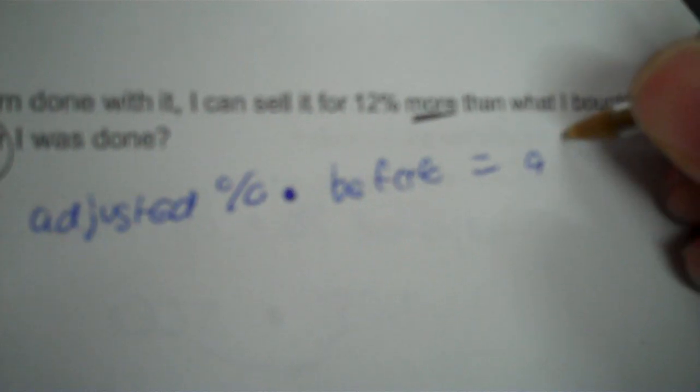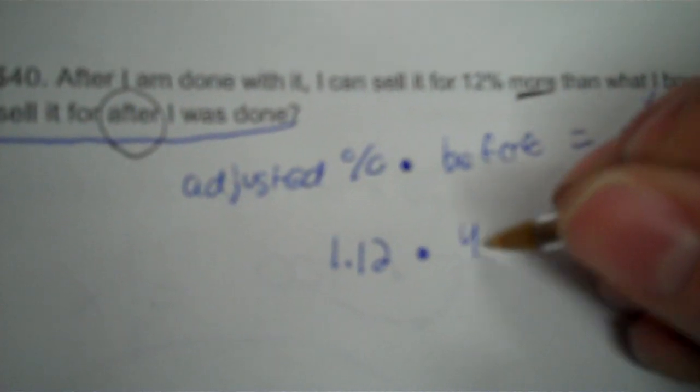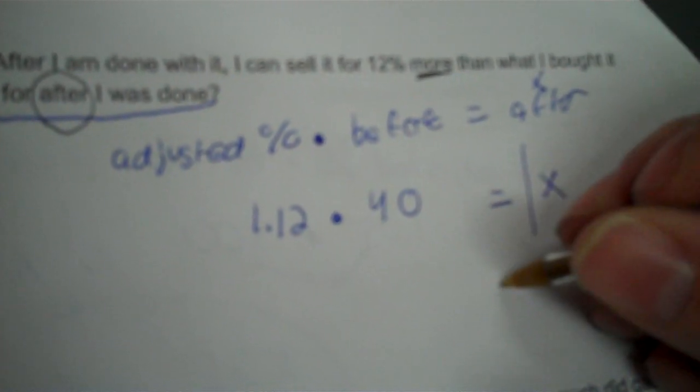Times before equals after. So they're asking me for after. So X is the after. Okay. All right, now my adjusted percent factor, I take 100% and add 12 because it's 12% more. So 112%, move the decimal twice, and it's 1.12. Okay, now the actual before amount is $40. Okay. So again, X is by itself, so then I just come over there and multiply.